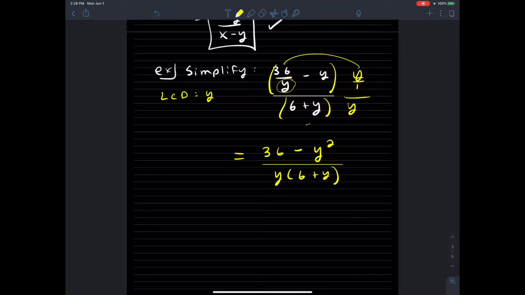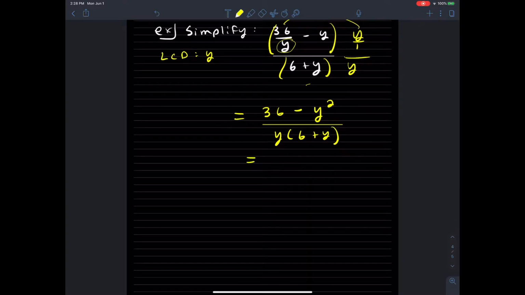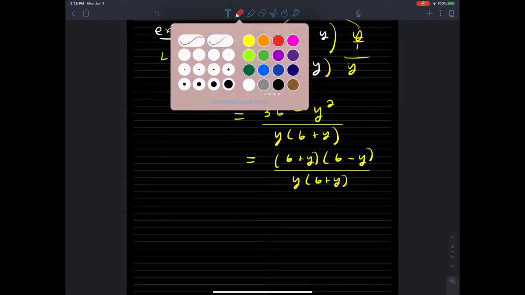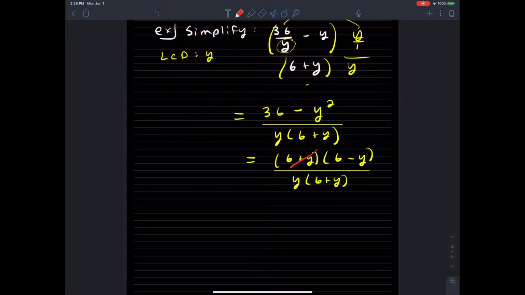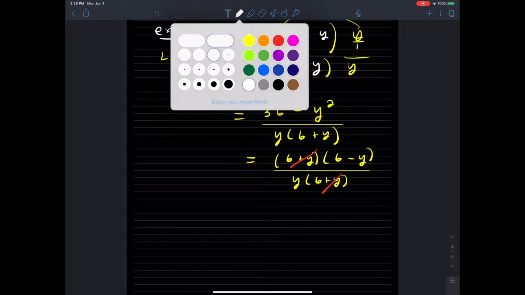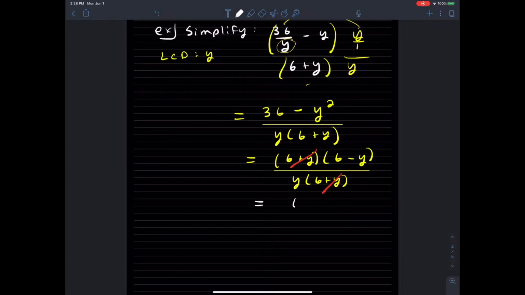So now to simplify, we have to factor. The top is a difference of squares. 6 plus y, 6 minus y, all over my denominator. And 6 plus y cancels with 6 plus y. And I'm left with 6 minus y over y. You can be done.